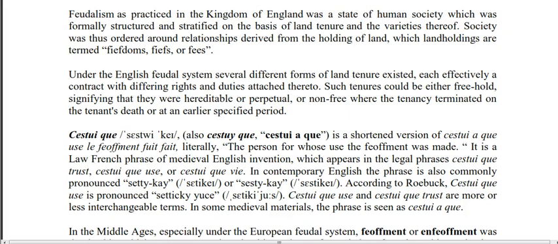Under the English feudal system, several different forms of land tenure existed, each effectively a contract with differing rights and duties attached thereto. Such tenures could be either freehold, signifying that they were heritable or perpetual, or non-free, where the tenancy terminated under the tenant's death or at an earlier specified period.